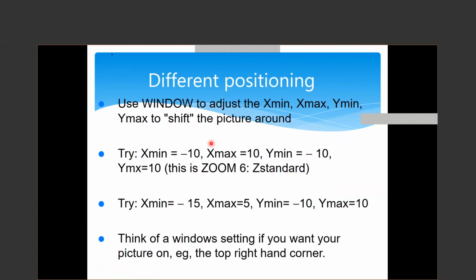Okay, so the standard setting, which is zoom standard. Just now I shifted. This was the one that I shifted to 5 units to the left. Okay, you may want to practice around. Think of a window setting. If you want your picture to be on the right hand corner of the calculator, how should you change your window setting? You can just experiment around. If you are happy with the position, then you save it. If you are not happy, then you don't save it.